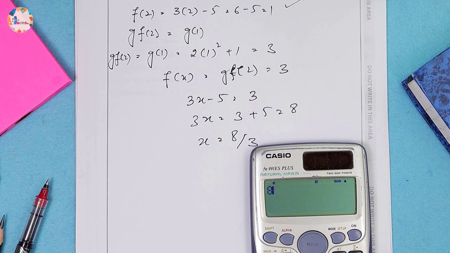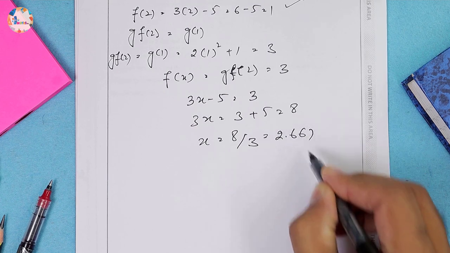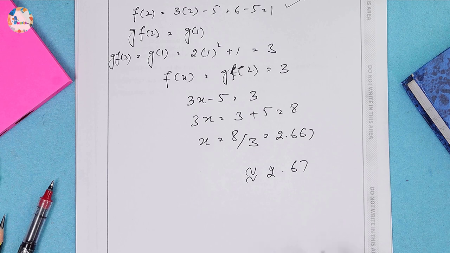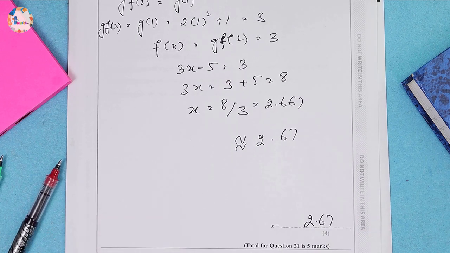8 divided by 3 will be equal to 2.6 recurring, 2.667, or we can write 2.67. So our answer at the proper place will be 2.67.